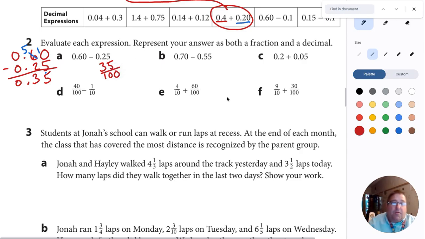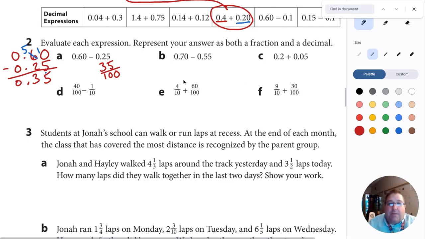Now, I know we're also used to kind of simplifying our answers. This case, we don't want to. We're going to leave it like that because that shows us how equivalent they are. I could say 35 hundredths as a decimal or as a fraction. So for 2A, there you go. And that's it, guys. Line up your decimals, add or subtract.